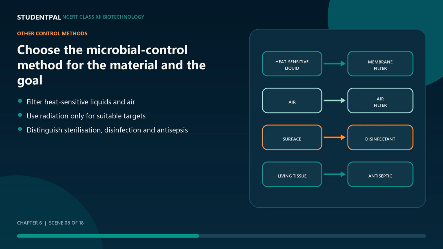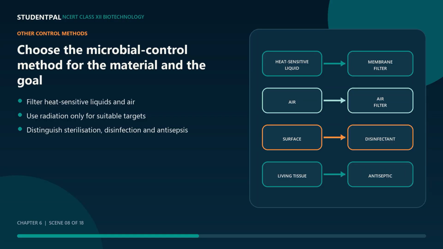Radiation may damage microbial nucleic acids and can treat selected surfaces, rooms, or disposable materials depending on the radiation type and dose. Chemical agents are chosen according to target organism, concentration, contact time, interfering organic matter, and surface compatibility.